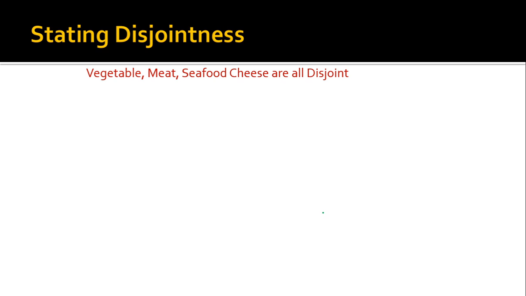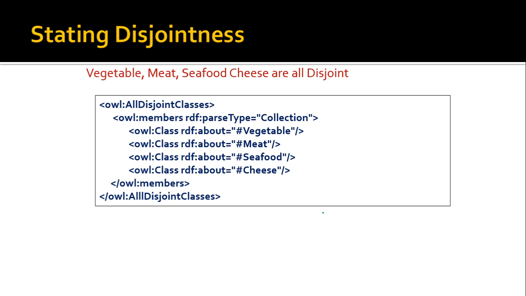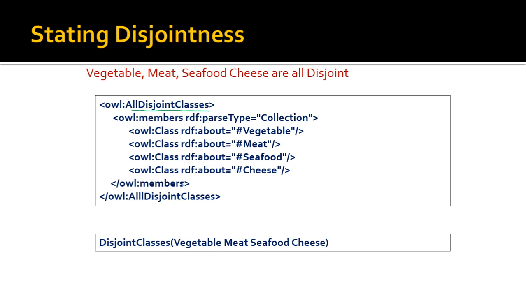Now, how do you state the fact that vegetable, meat, seafood, cheese are all disjoint? For that we'll be using all disjoint classes. So we are saying that these classes, vegetable, meat, seafood, cheese, are disjoint with each other. The functional syntax way to represent this is basically you say DisjointClasses vegetable, meat, seafood, cheese. Very simple.